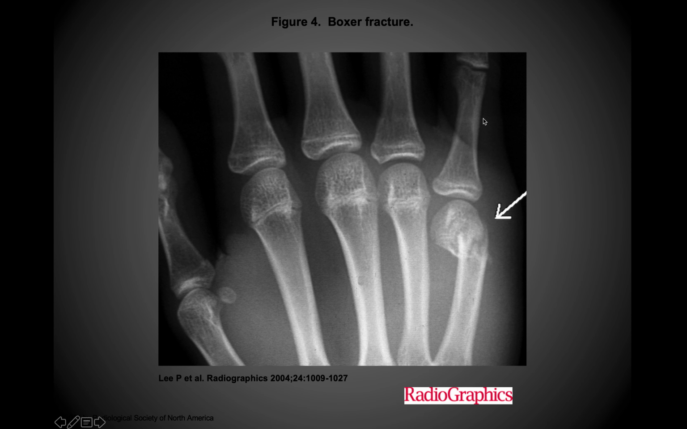This is an example of a boxer's fracture. So this is the fifth metacarpal that's been affected. So you can see where it's been fractured.